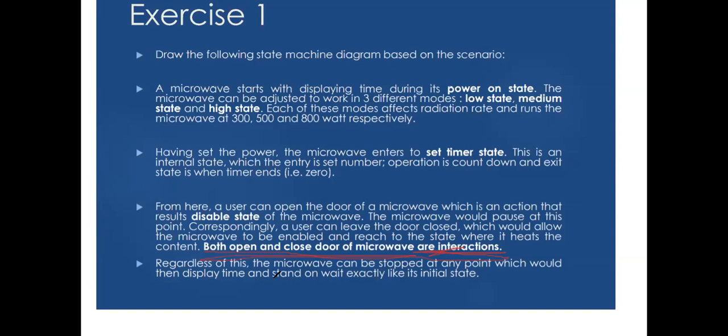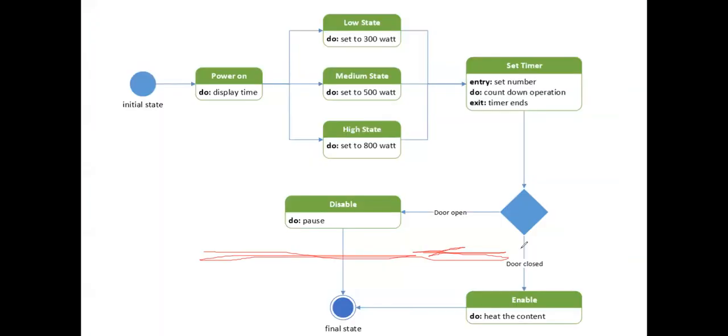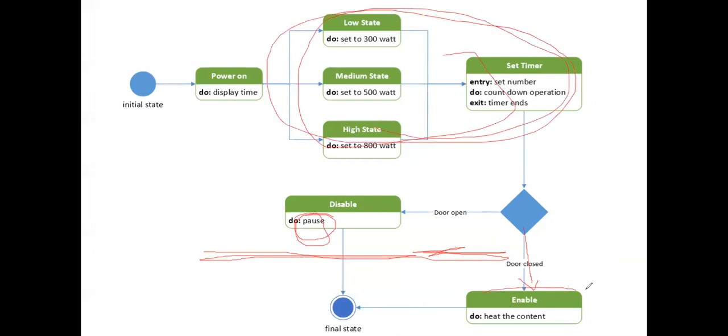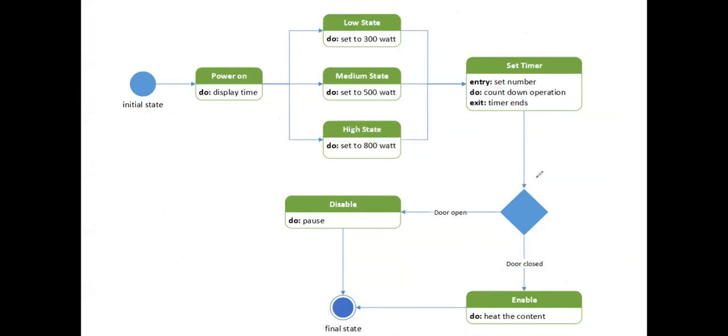When you open the door, obviously the microwave cannot run. So it will wait. It will go into a pause state and it will wait. When the door is closed and you have set the timer already, which you did in the previous state, it will heat the content until it stops. So even if you don't mention this, actually the final state connects to the initial state, which means it will display the time, isn't it? That is how a microwave works.